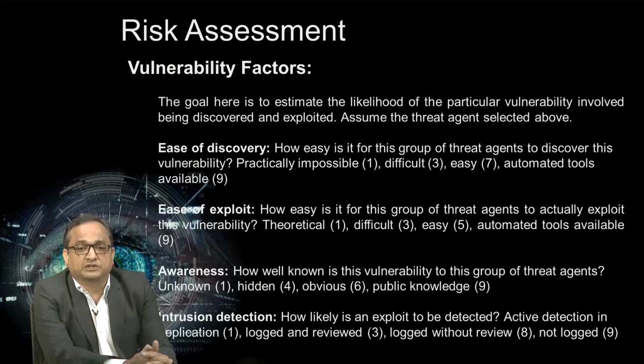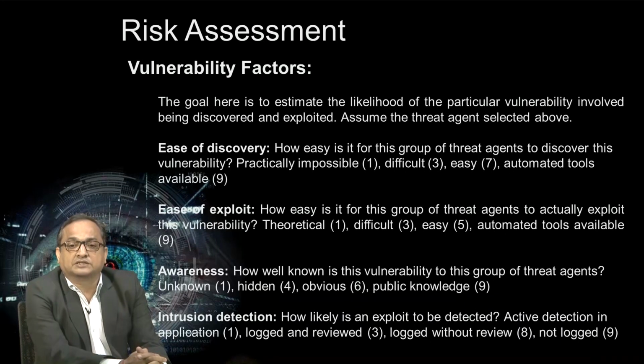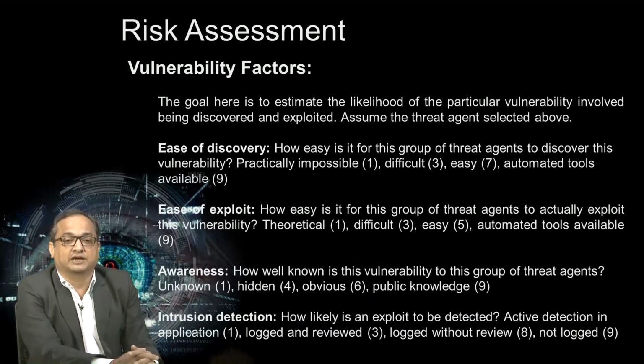Ease of exploit. How easy is it for this group of threat agents to actually exploit this vulnerability? Theoretical 1, difficult 3, easy 5, automated tools available, again 9. Awareness: how well known is this vulnerability to this group of threat agents? Unknown 1, hidden 4, obvious we can rate them 6, and public knowledge 9.